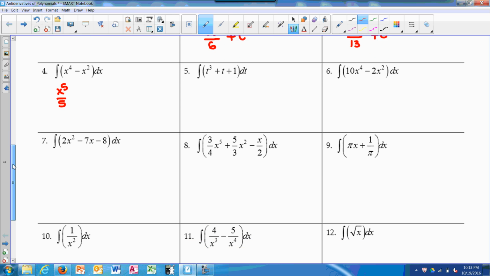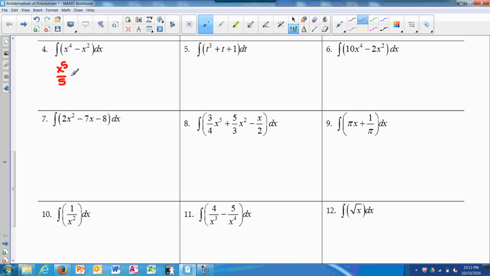Because addition and subtraction are normal, I don't have to do any special rule. I can just subtract. I'm going to add 1 to get 3, and then divide, plus c. That's my constant of integration. T cubed, I'm going to add. I get t to the 4th, divided by 4.